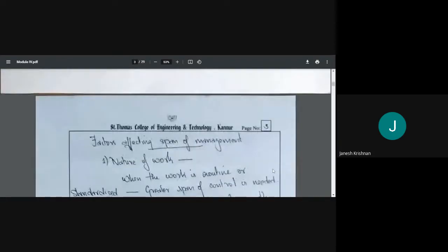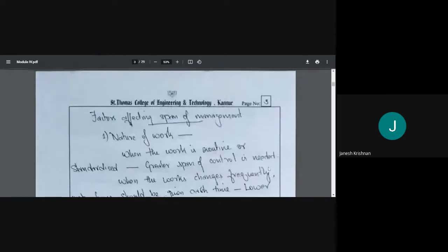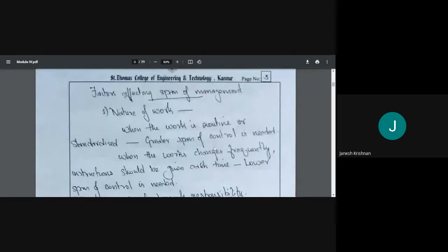So what are the features or factors affecting the span of management? One is the nature of the work, how our work is. If our work is routine or standardized, we can have a wider span of control. Wider span of control means one person will control or supervise many people. If it is not, that is, if our work is changing frequently, we need to make decisions every time, and in that case, we have a lower span of control. Lower span of control means one person will be supervising only a few.